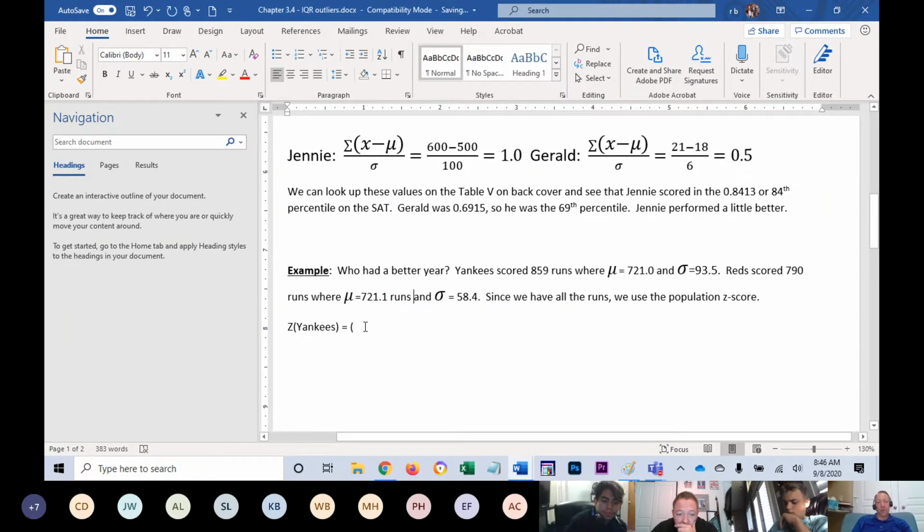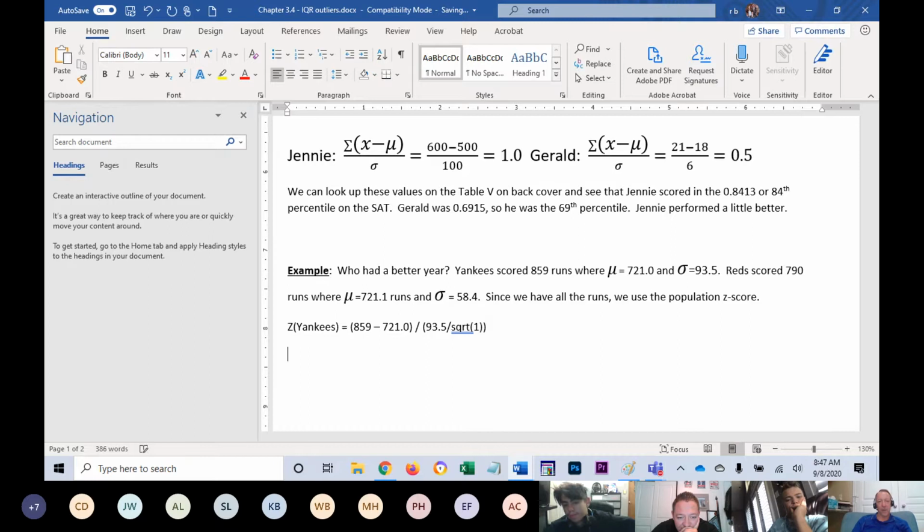So how would we figure this out? You would do the 859 runs for the X, and then you subtract that from the mean of 721.0, and then you divide that by the standard deviation of 93.5. And then I guess you could divide by the square root of n. How many Yankee teams are there? Only one. That's a good thing.